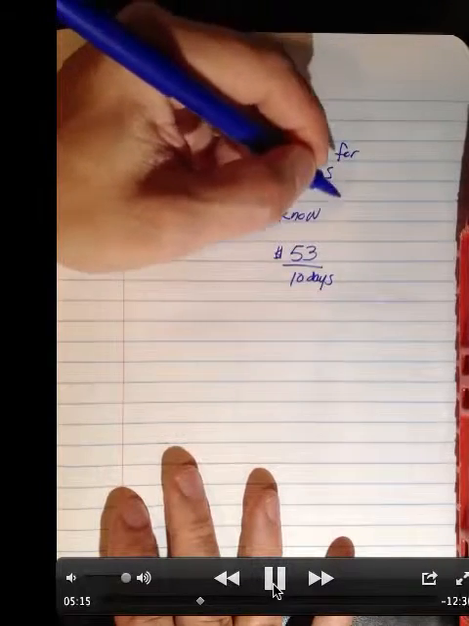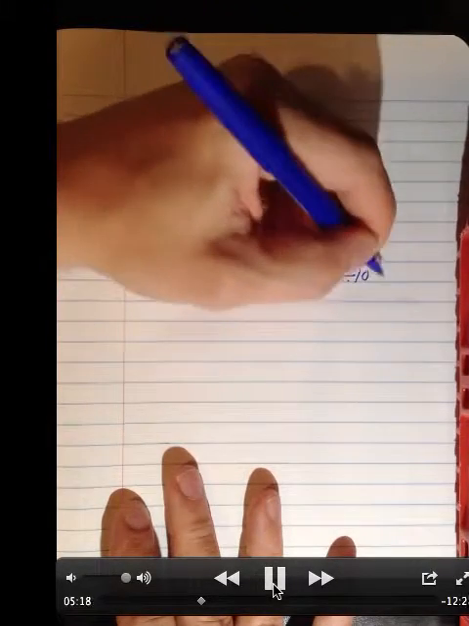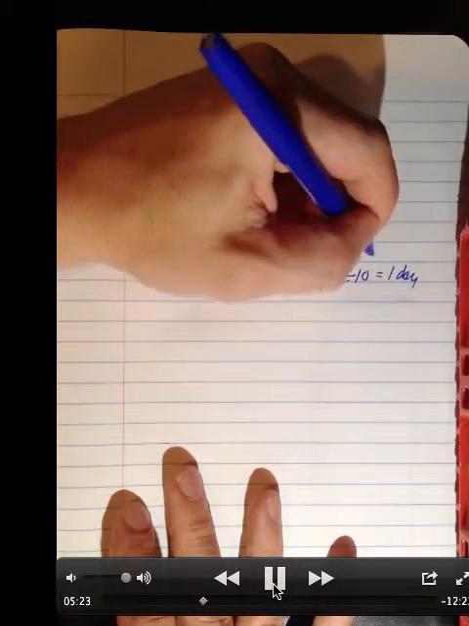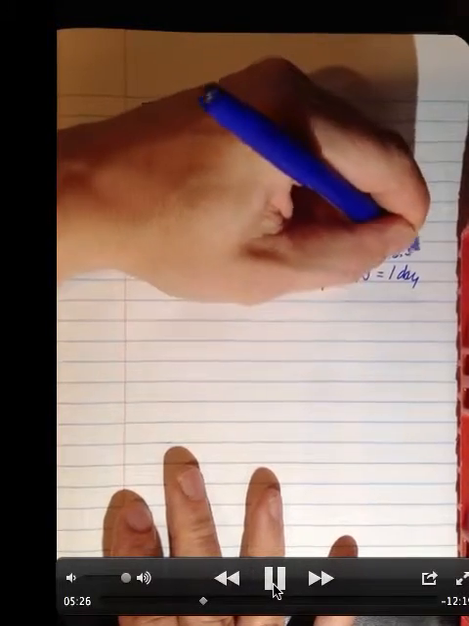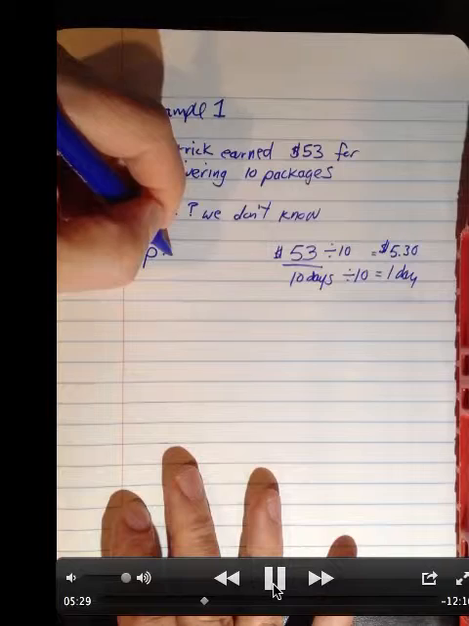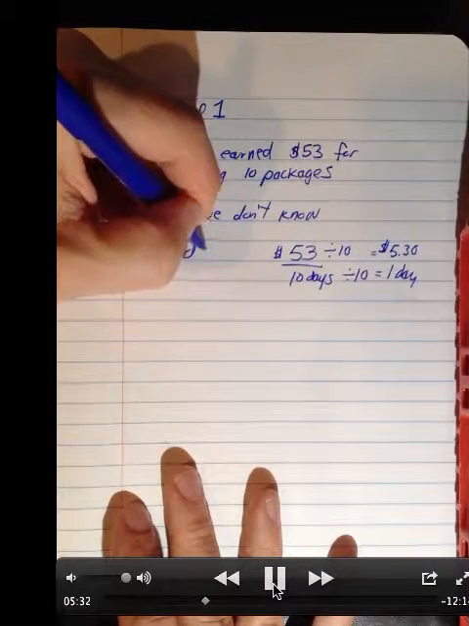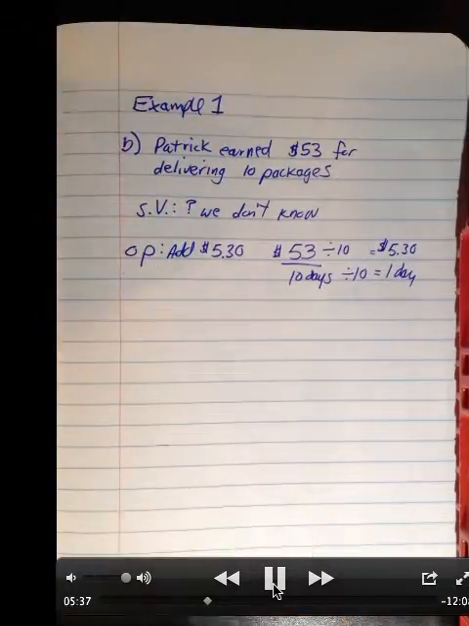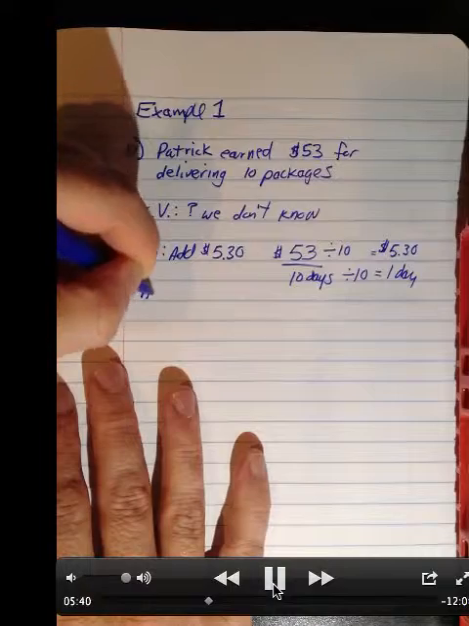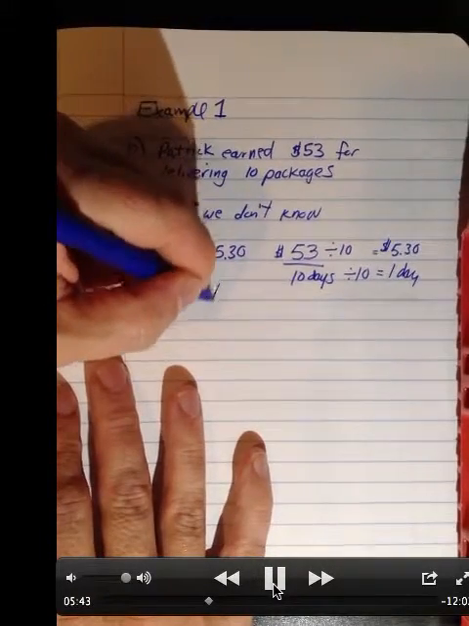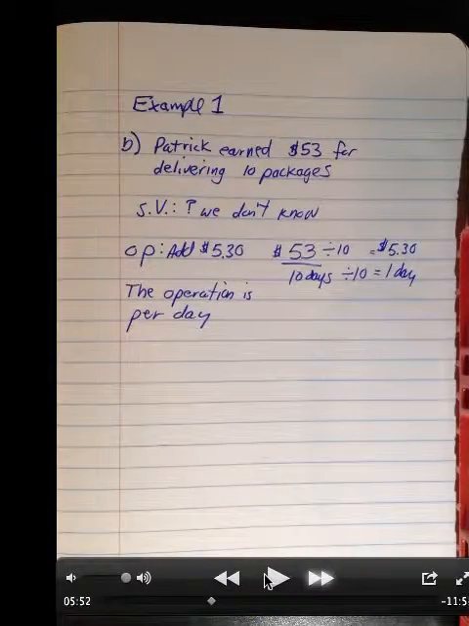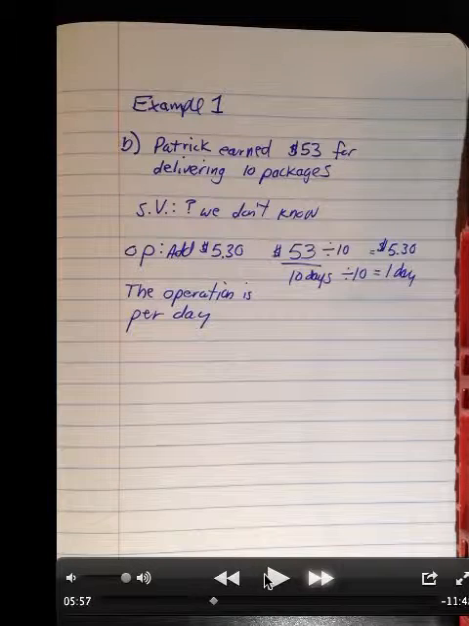And there's the mistake right there that we'll see if you catch if you're watching this with me in class. I substituted days for packages. So I have the wrong units. I'm doing the right thing, dividing by 10, and it's $5.30, not per day, but per package. So we'll see if you catch that mistake when you're doing this in class. So the operation is not per day, but per package. So there's a couple of mistakes on example 1.